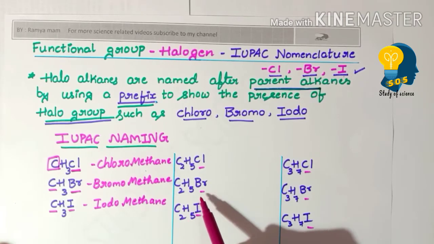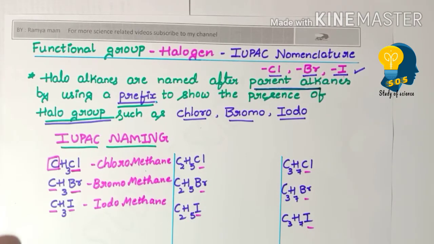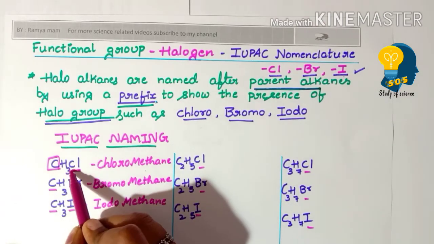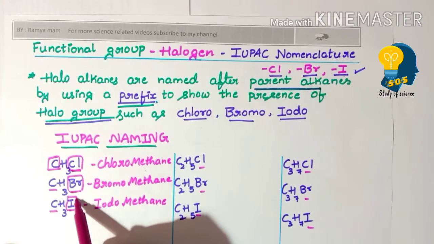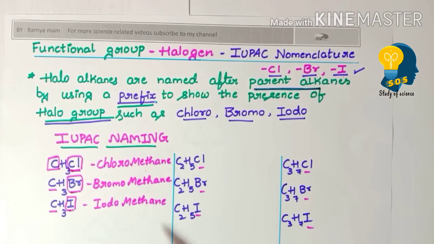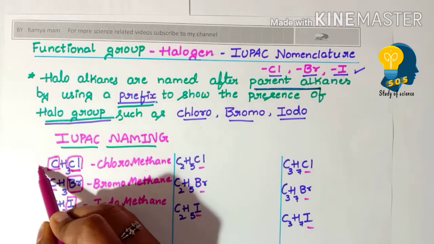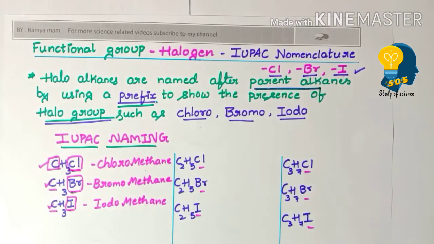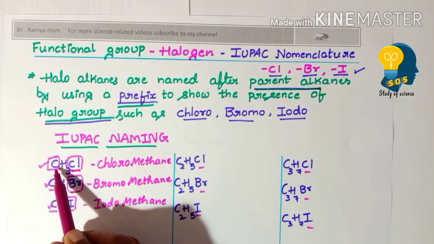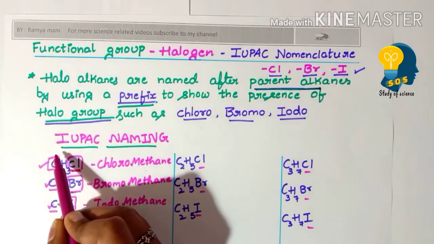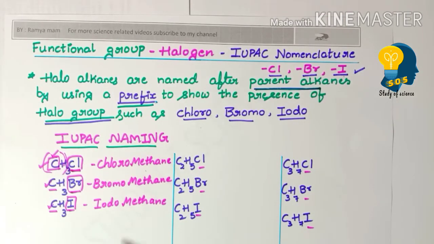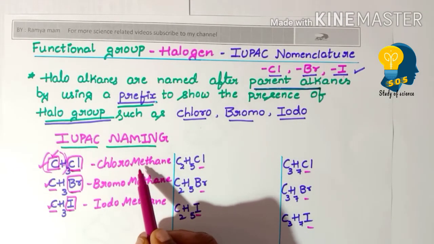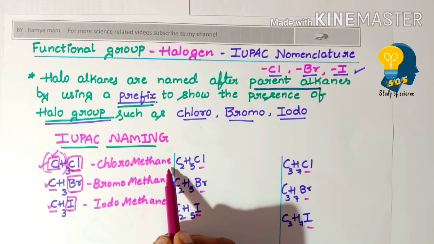How do you write the IUPAC naming for the halogen group? First you have to look at the functional group. We can easily identify the functional group present in this molecular formula. After identifying the functional group, we look for the number of carbon atoms in this molecular formula. In each molecular formula, there is one carbon atom, so it is methane. One means it is meth.